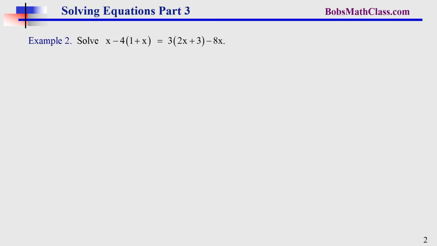Okay, a little bit more involved. Now we're going to have to distribute the negative 4 on the left-hand side. So it's not a 4, it's a negative 4. On the right side, distribute the 3. Now the x that's in front of the minus 4 on the left side, that's just going to come down and stay in front of whatever we get from the distributing. And the minus 8x on the right-hand side, well, that's just going to come down as well after we distribute the 3.